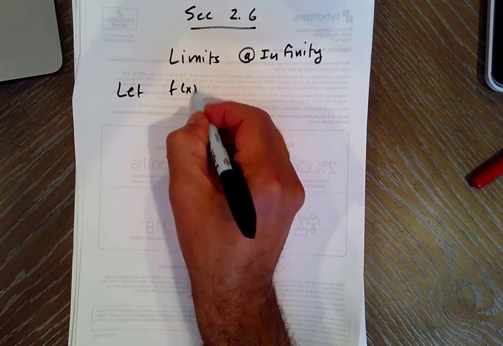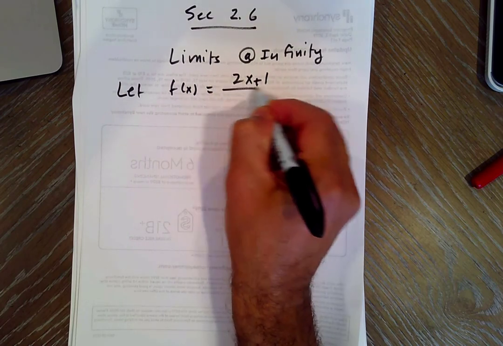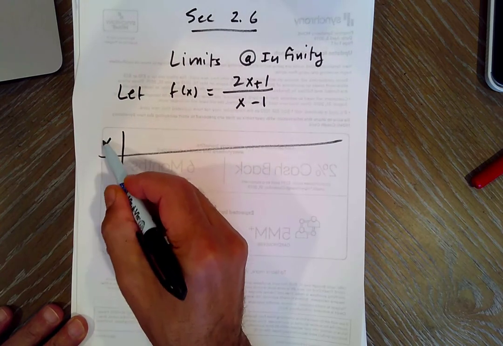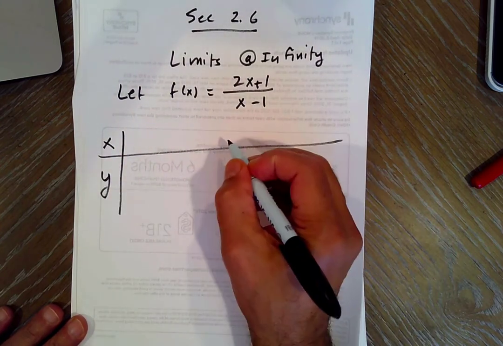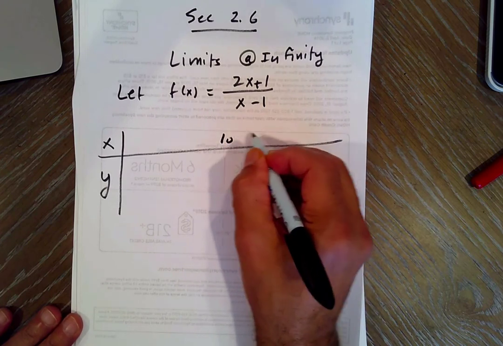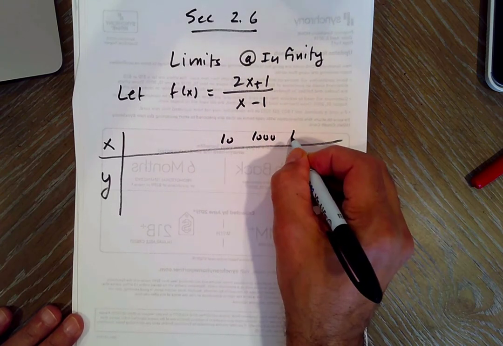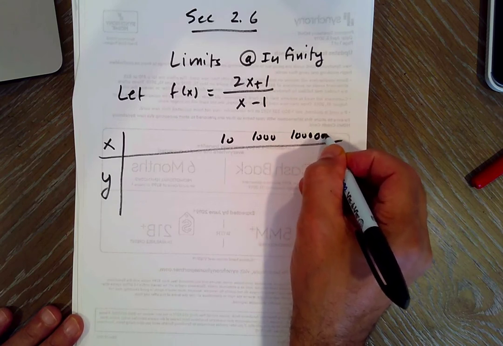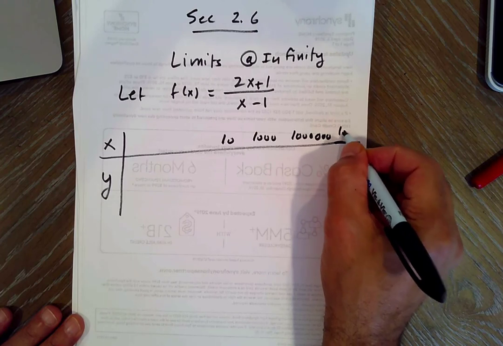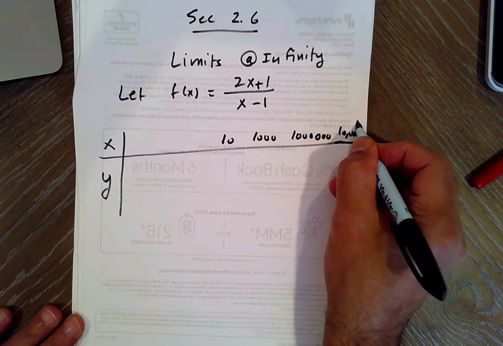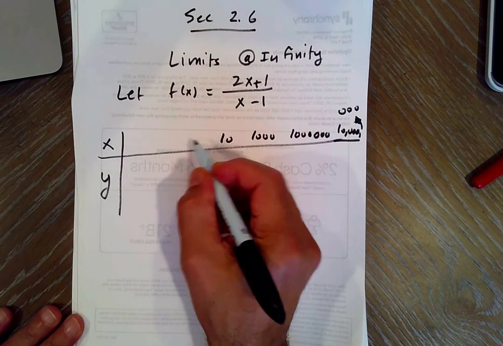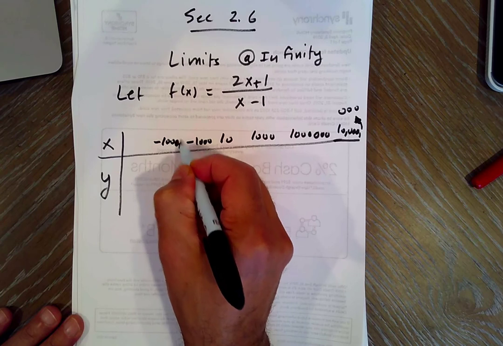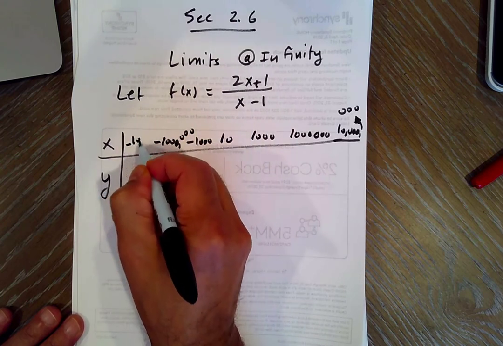Let f of x equals 2x plus 1 over x minus 1, and we're going to do a t-chart, and we're going to send x to infinity and see what happens. So we're going to say x equals 10, 1,000, 100,000, actually a million. So you can see I'm increasing x without bound, and then 10 million. And then negative 1,000, negative a million, and then negative 10 million.